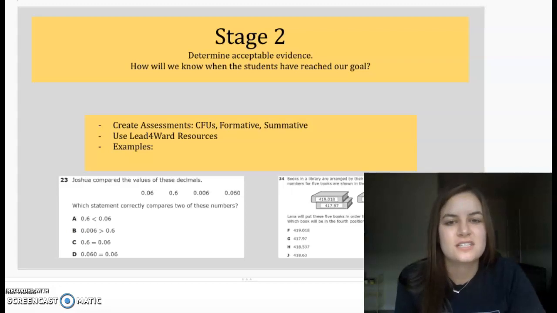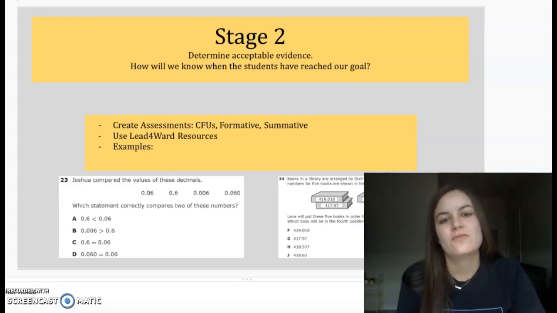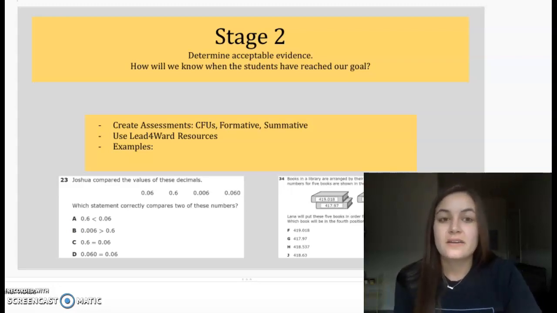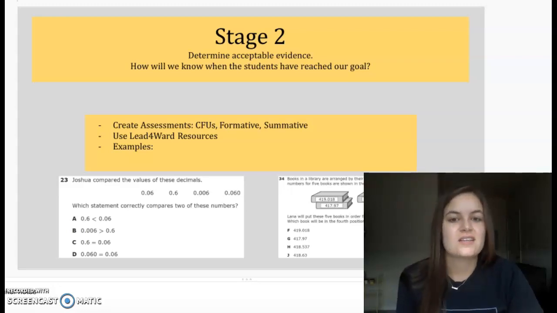We create our check for understandings. Our assessments can be formative, summative, cumulative. We're just making our assessments, or we can use ones that we already have. Then we're going to use our lead forward resources. We're again going to go back into the old STAAR test and look at how this TEK is asked.